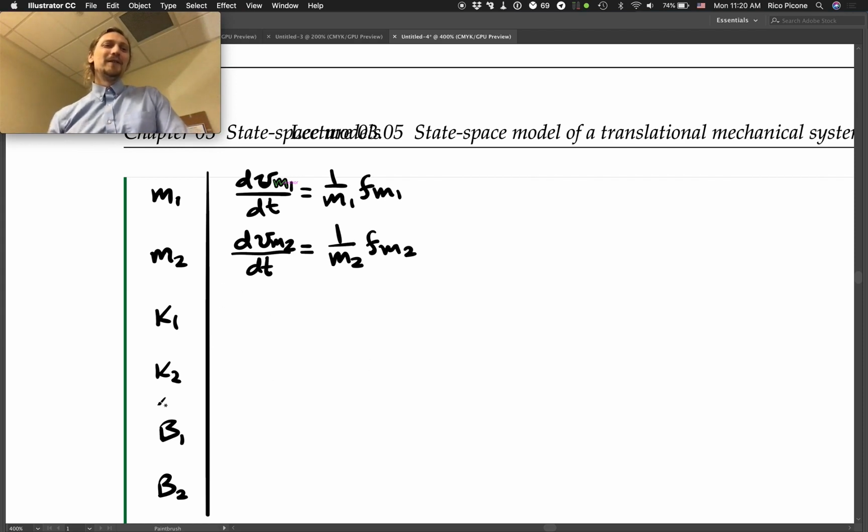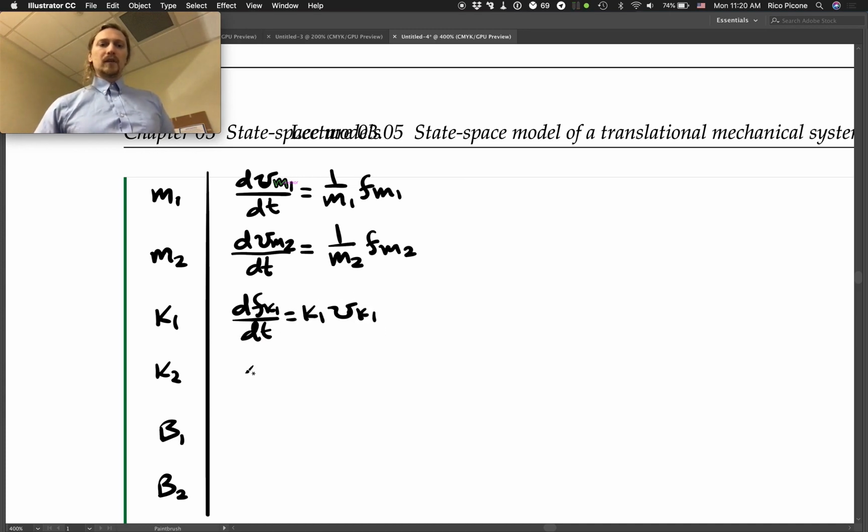So we've got our springs, which also have elemental equations. Essentially just Hooke's law, but we take the time derivative of that equation. So we get dFk1/dt equals k1 times Vk1. And for k2, it's dFk2/dt equals K2 times VK2.